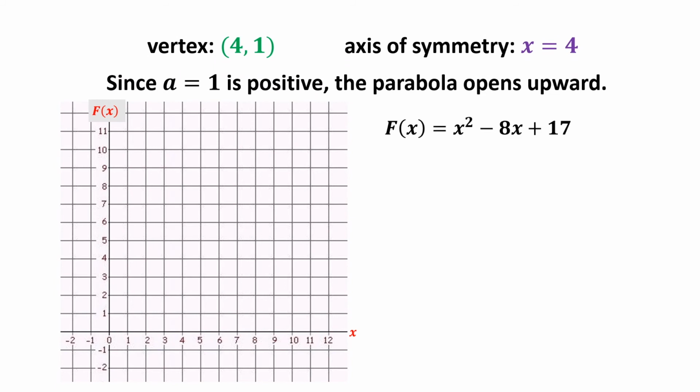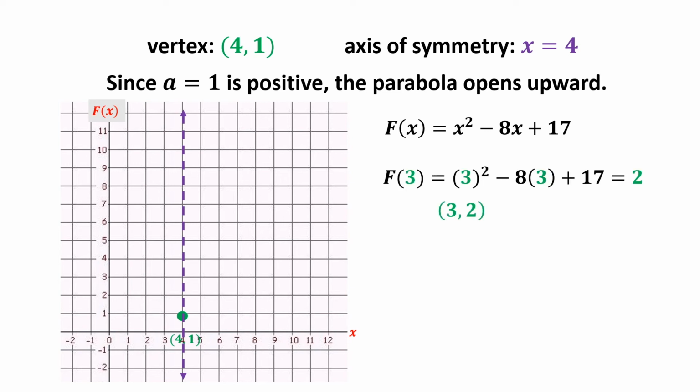See how useful this information is in conveniently sketching the graph of f of x is equal to x squared minus 8x plus 17. Plot the vertex and sketch the axis of symmetry. Then let's find some other points of the parabola so we can draw the graph.